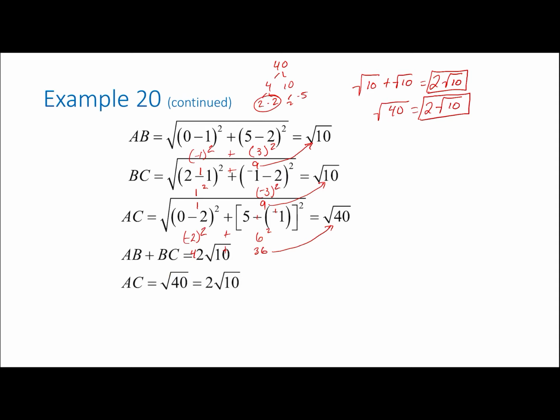And so because of that, these points must be collinear. They must be on the same line. Okay? Again, if you have any questions about that one, please let me know. Again, that's what we've said.